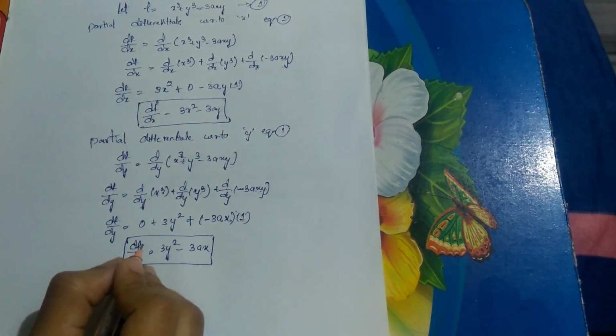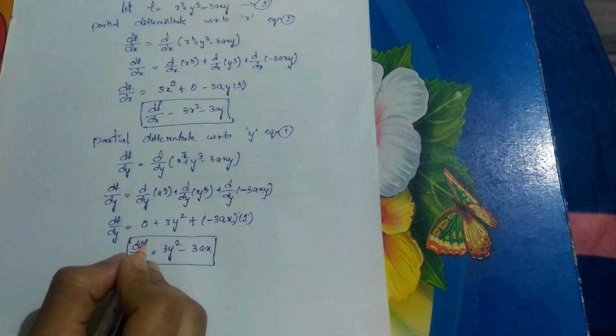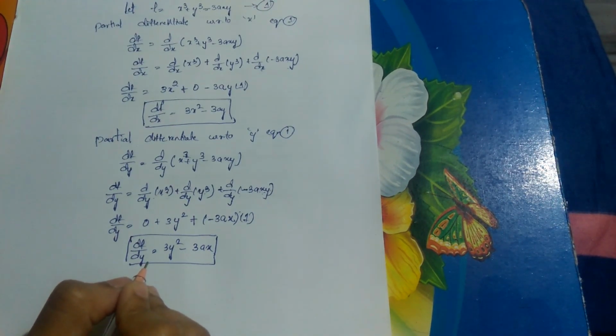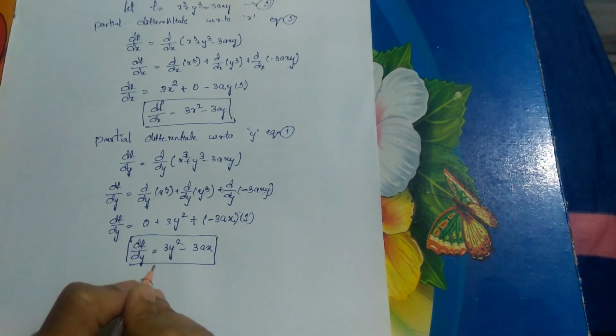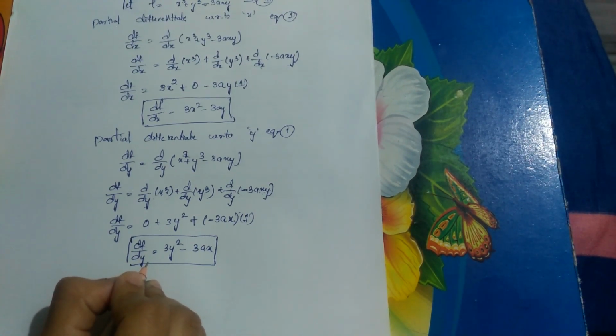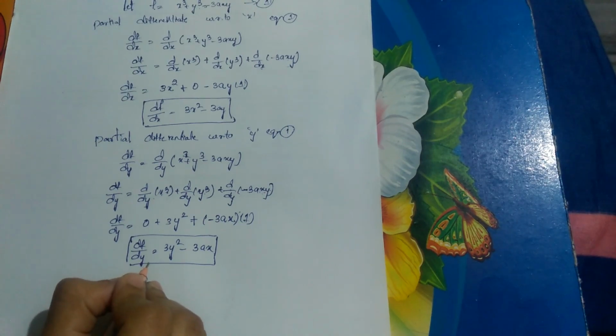Now here we have found the first order partial derivatives. Similarly, we have to find the second order partial derivatives. Then differentiate this dou f by dou x again with respect to x, and that gives the second order partial derivative of x. And then dou f by dou y is differentiated again with respect to y, and that gives the second order partial derivative of the function with respect to y. Now we have to find the second order partial derivative, that is dou square f by dou x square. So this can be written as dou by dou x of dou f by dou x.